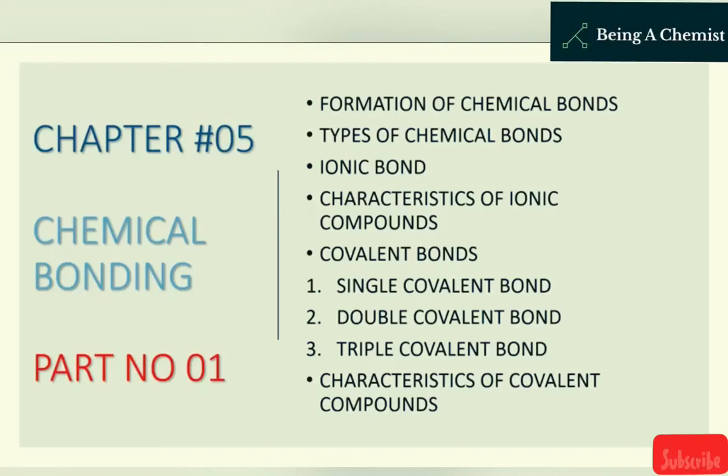Chapter 5 Chemical Bonding. Today we are going to discuss the following contents from Chapter 5: formation of chemical bonds, types of chemical bonds, Ionic Bond, characteristics of ionic compounds, covalent bonds, single covalent bond, double covalent bond, triple covalent bond, and characteristics of covalent compounds. These all are the contents that we will discuss in our today's lecture video.